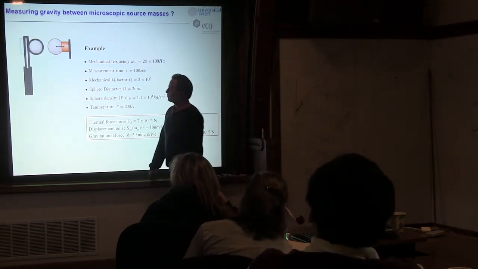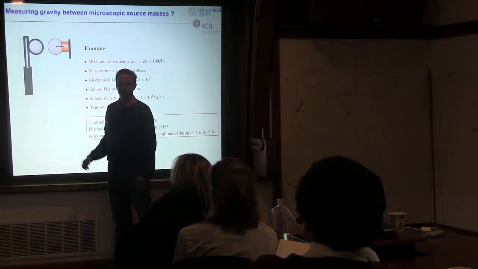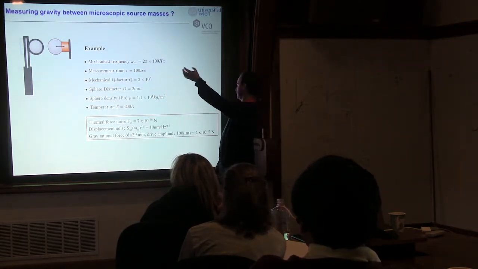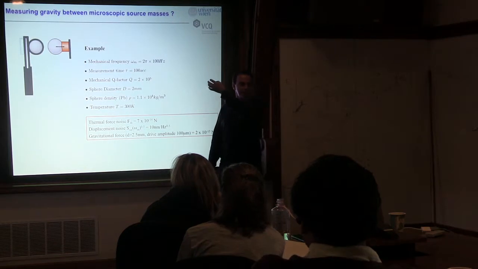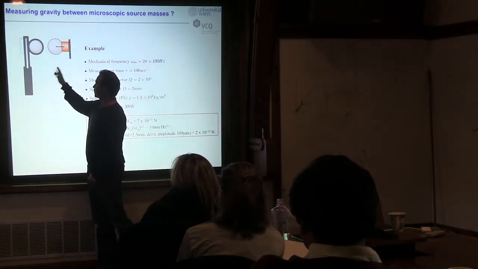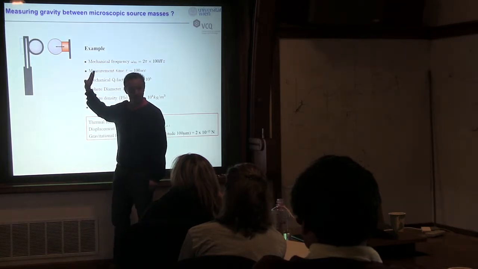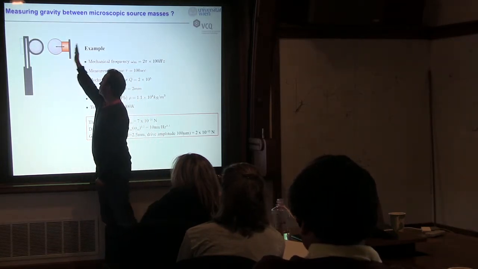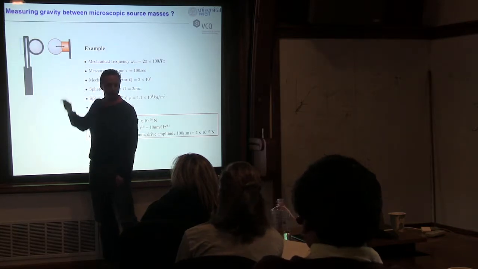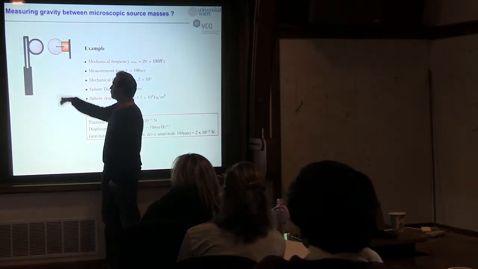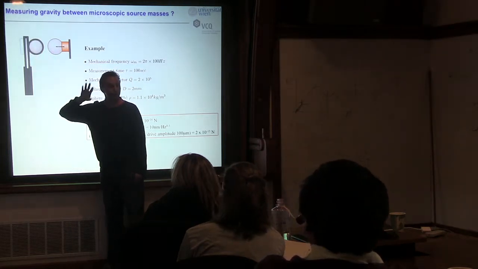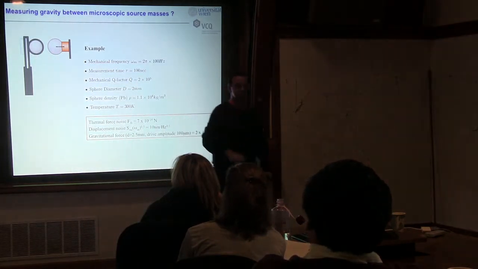Okay? And what do you do? You take a sphere of the same size and just place it a couple of millimeters next to it. And then, neglecting any sort of mechanical coupling, so this needs to be designed in a good way, you start to basically modify the amplitude of the system. Through gravitational coupling, you should be able to ring up the motion of the system.